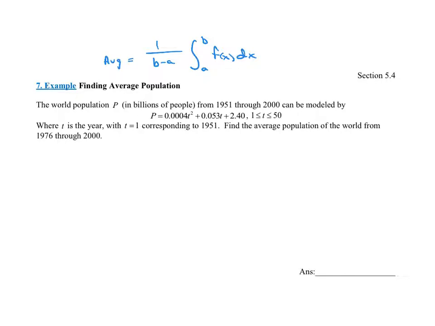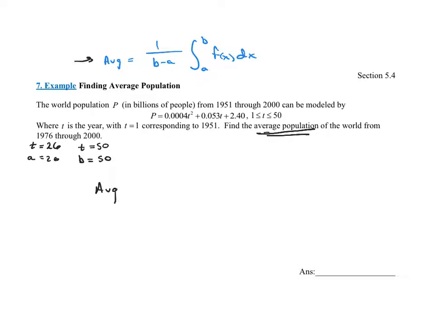It says find the average population of the world from 1976 through 2000. So again, t is the number of years since 1950. So 1976 would be t equals 26, 26 years past it. And for 2000, that would be t equals 50. It wants to know the average population, so we're going to be using the average function here with our a value being 26 and our b value, our upper one, being 50. So how are we going to find it?